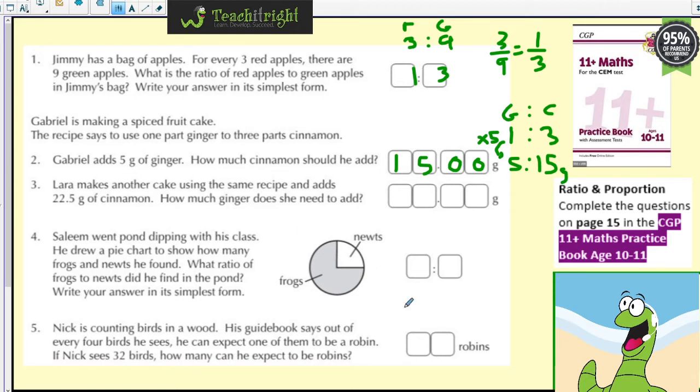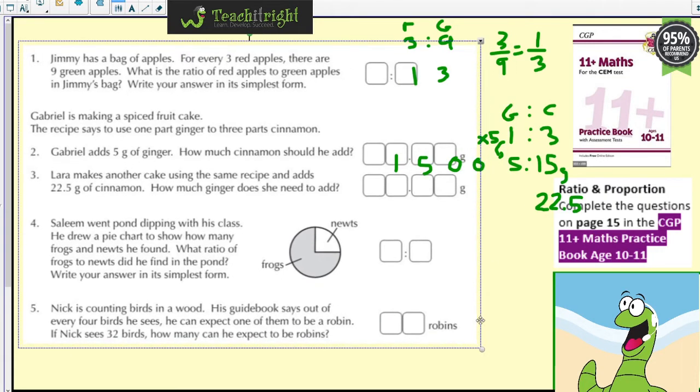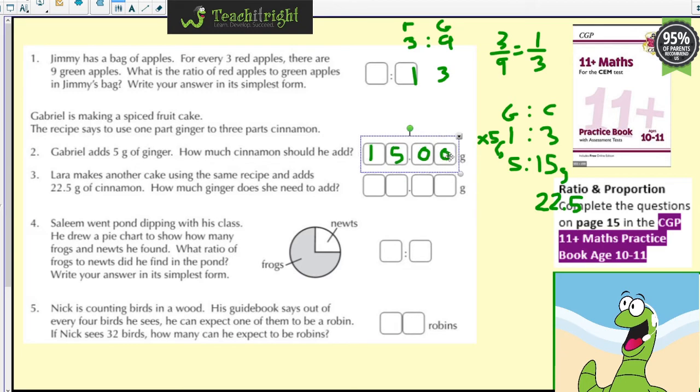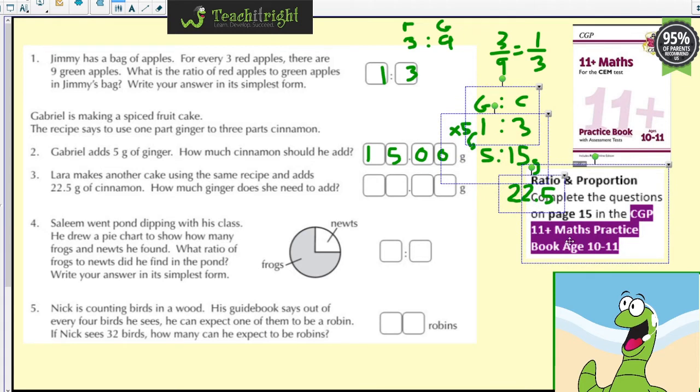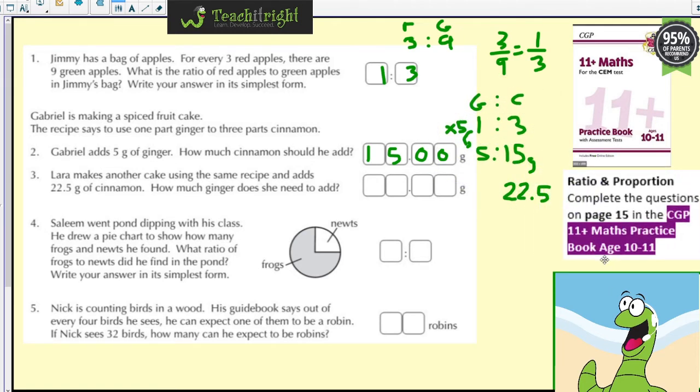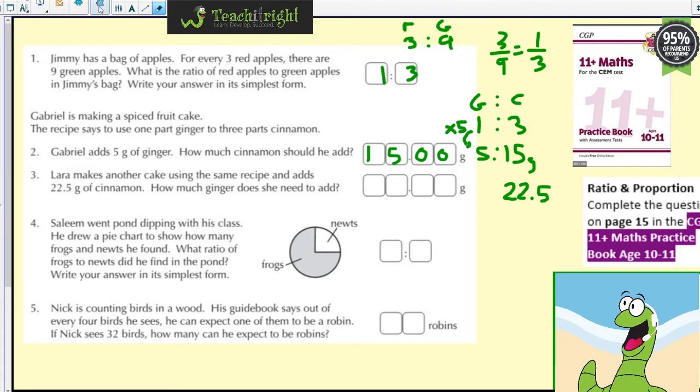Lara makes another cake using the same recipe and adds 22.5 grams of cinnamon. Can I make that a little bit more working out room? Yes, I can. So with this one, this is where we're going to use the skill I mentioned in the explanation part. In fact, let me make it extra clear because this one's a little bit more challenging. So it's still the same ratio of 1 to 3, but we now have to ask ourselves, how many times bigger is 22.5 than 3?